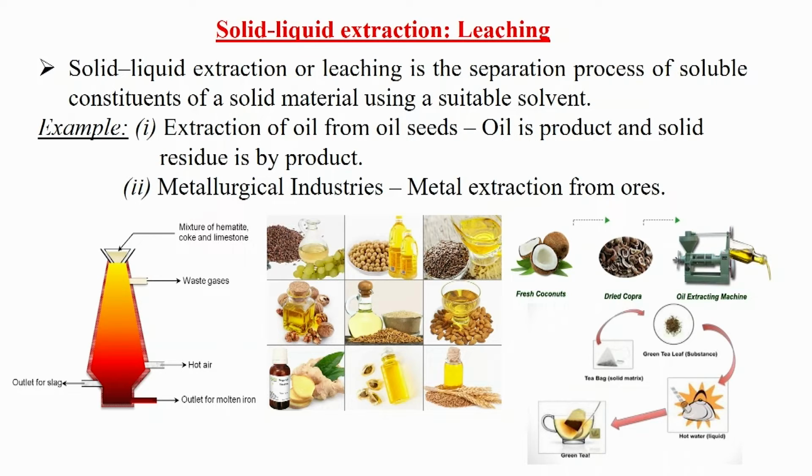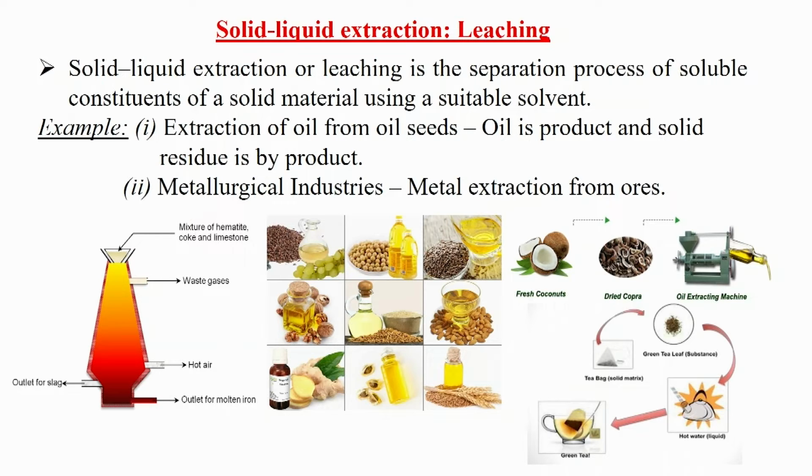One common example is the extraction of oil from oil seeds. Suppose the seed contains mostly 15 to 20% oil, and the rest is inert, or the residue. That oil content can be extracted using a particular organic solvent, where the oil is solubilized.